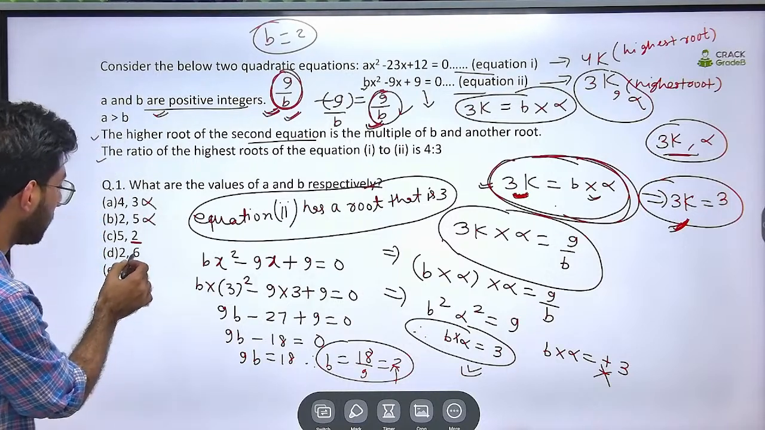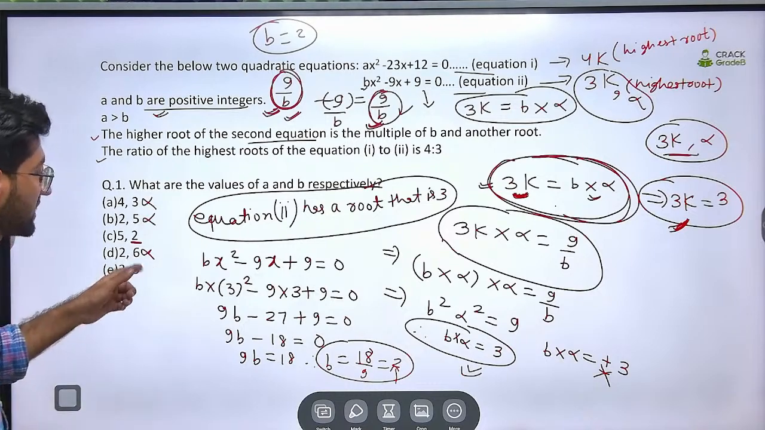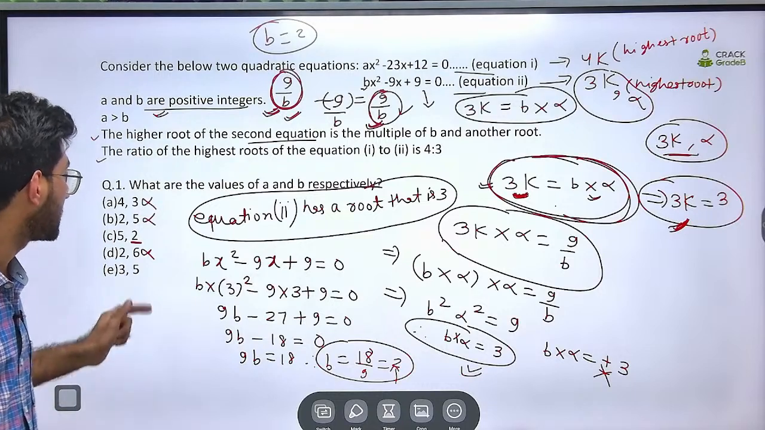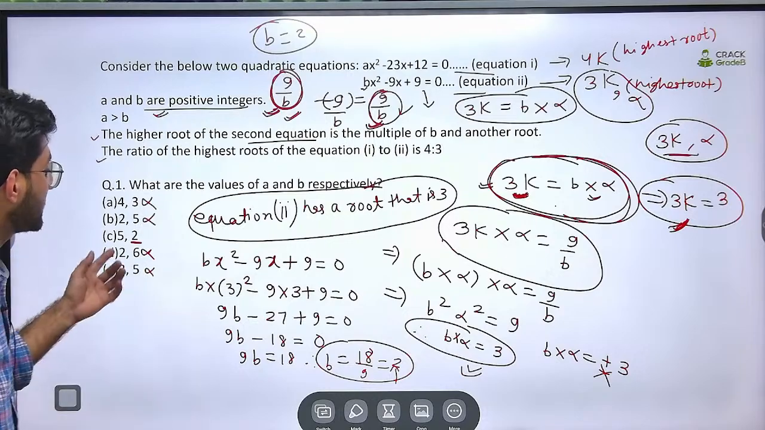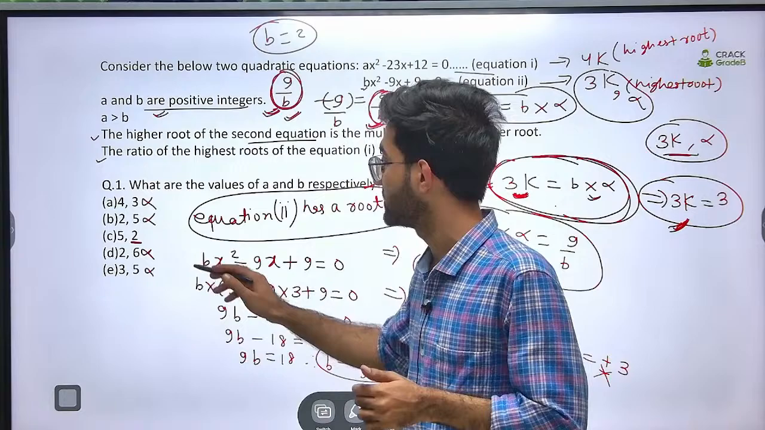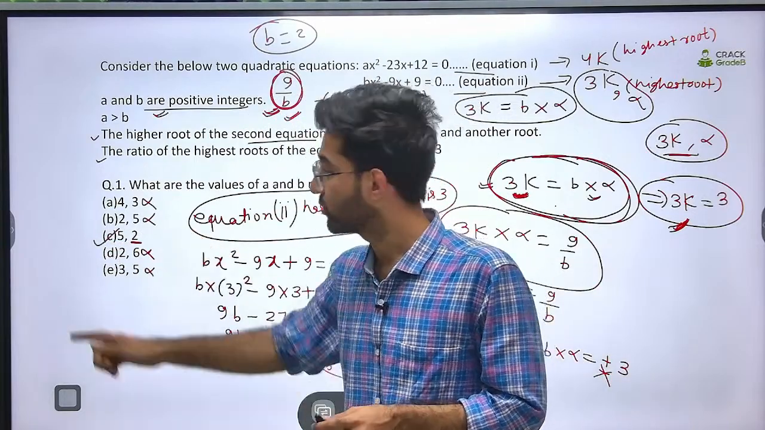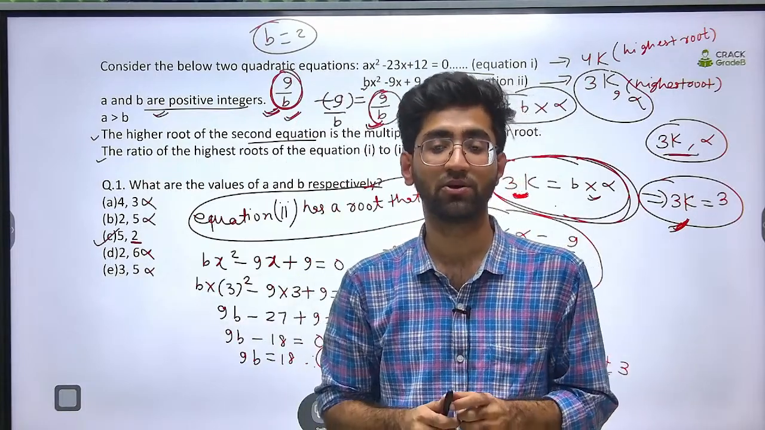So obviously, if you look at option D, it says that the value of B is equal to 6. So you will have to eliminate option D. Now if you look at option E, the value of B says 5. So basically there is only one option which says that the value of B is equal to 2. So we can easily mark option C without finding the value of A.